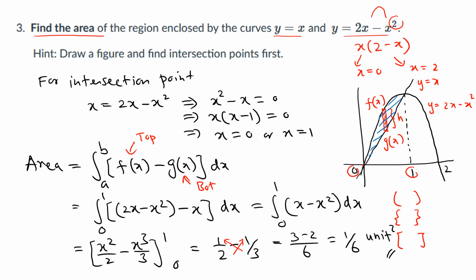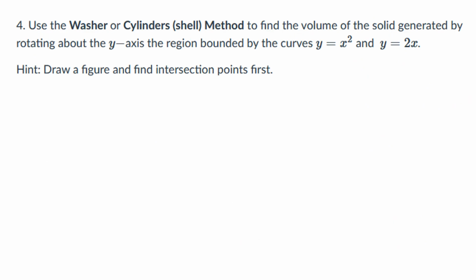Let's move on to the next problem. This problem is about the volume problem. You need to find the volume using one of the methods, either the washer, the shell method, or the cylinders method. What we're going to do is try to use both methods and see what the differences are and which one is easier. Let's start with the washer method. We can do the washer method first. This is the washer method.